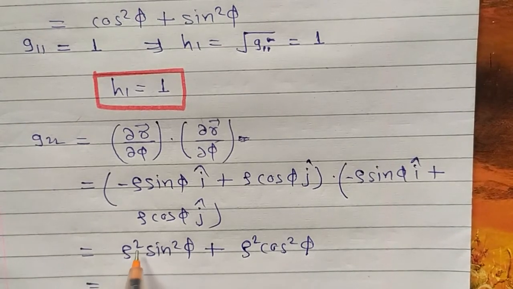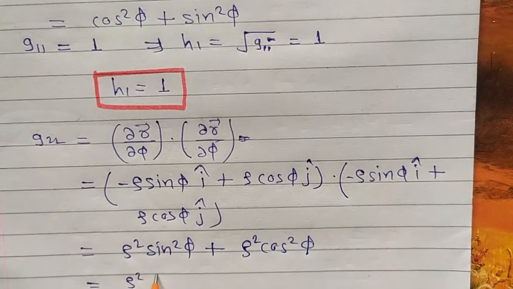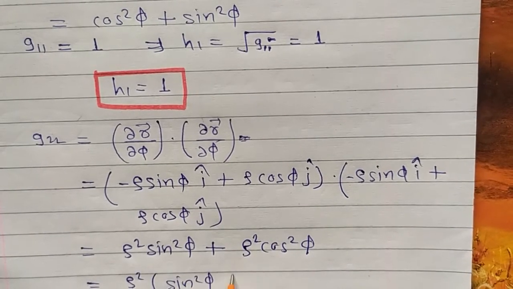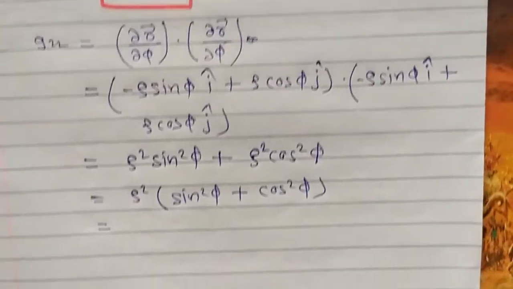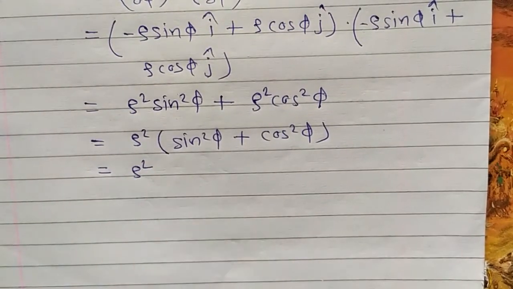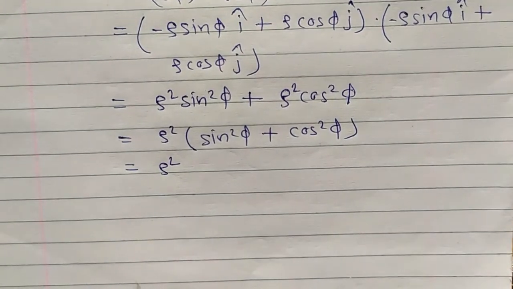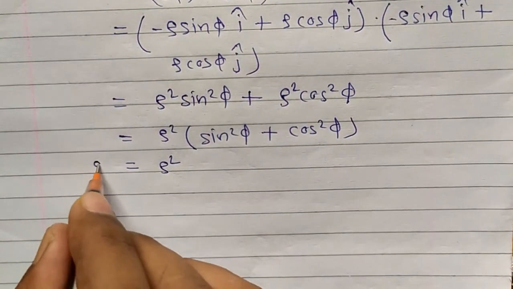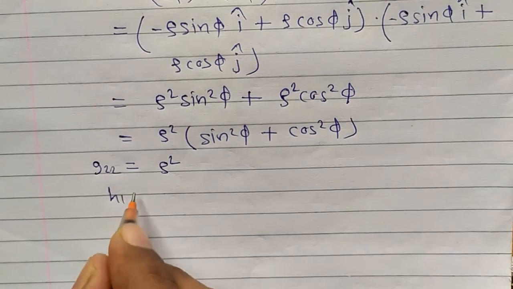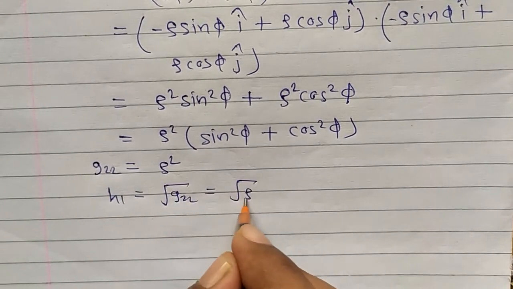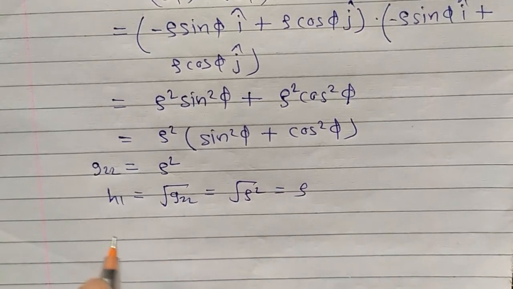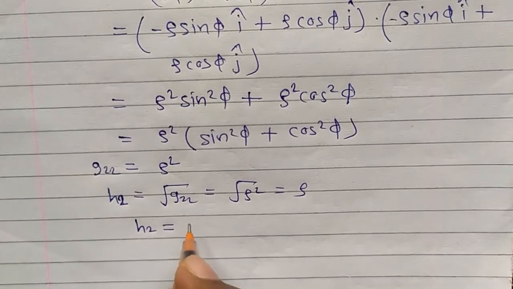If I take rho square common from this quantity, what I will get? Rho square into sin square phi plus cos square phi. So this will be rho square, and I know this is g22, and the scale factor can be obtained by taking the root of g22. So root of rho square, which is rho. I'm sorry, I should say h2. So h2 is equal to rho.